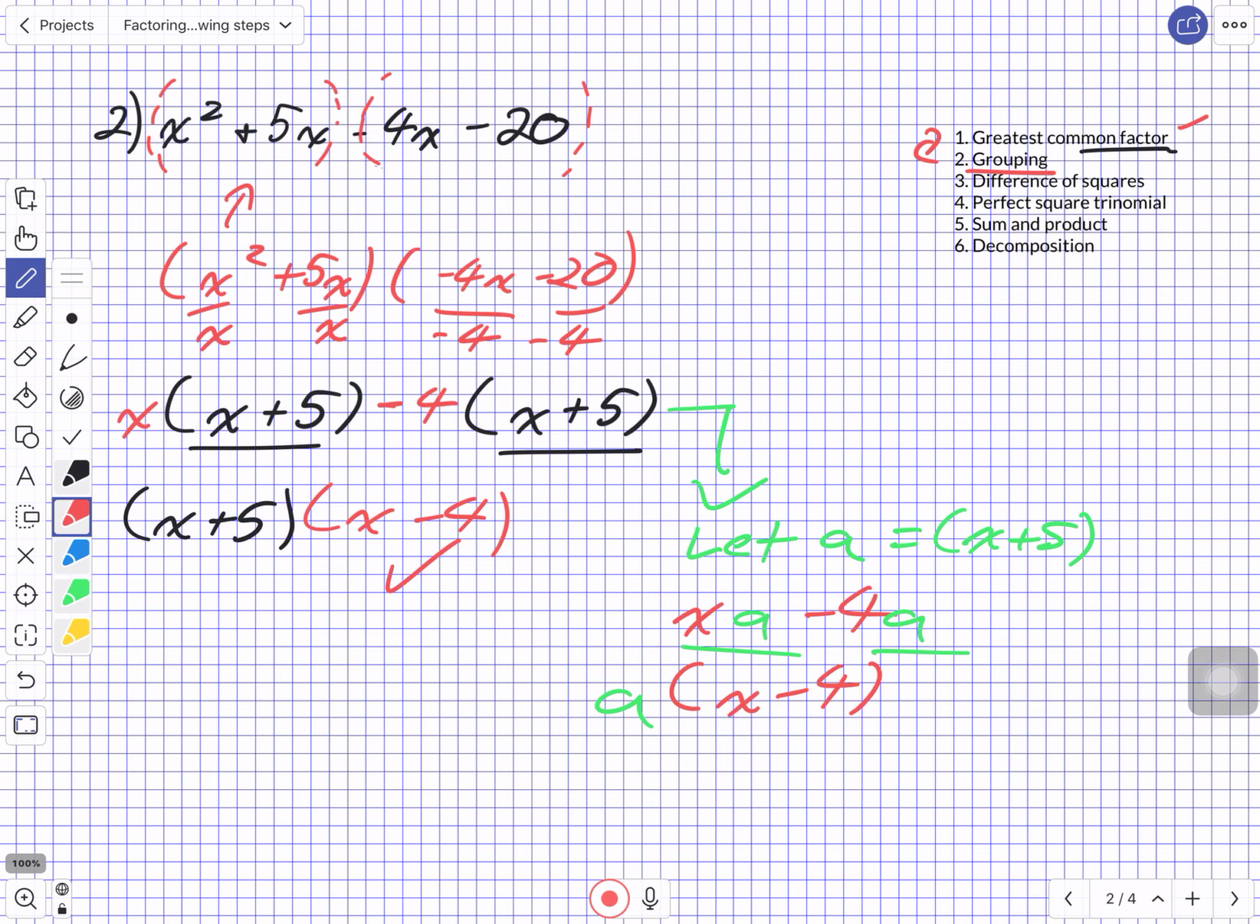That's this bracket here, check. But what did we say a was equal to? x plus 5. So we plug it back in, x plus 5. And then we still have this one, x minus 4. There we go. That's how we got the 2 things there, okay? You don't have to write this every time. If you know this, just fire away, okay?